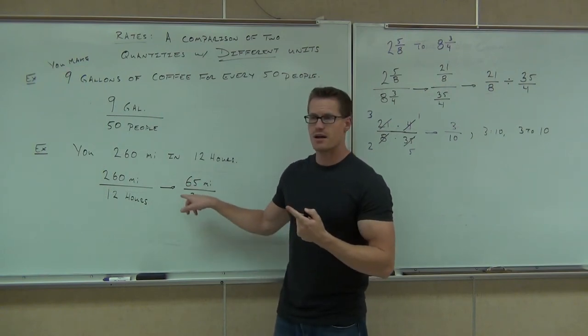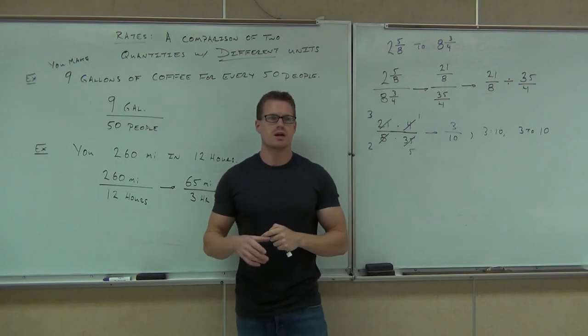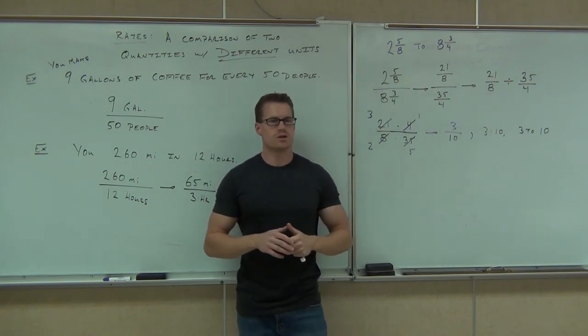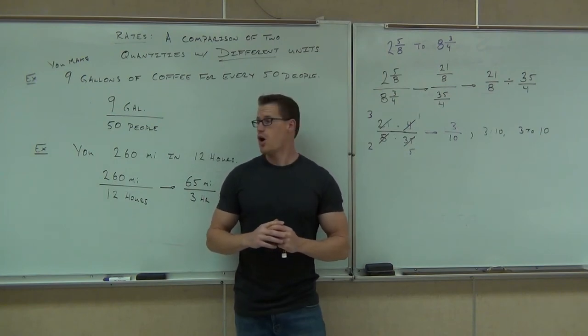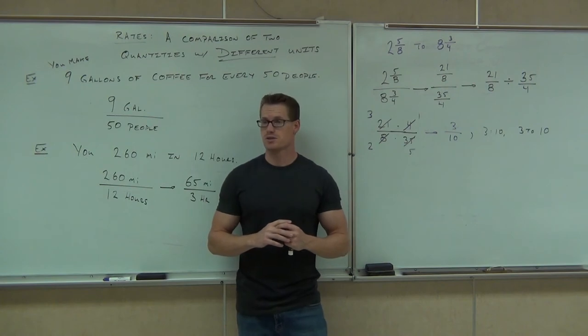If we divide that, that's going to give us what's called a unit rate. The unit rate is what you deal with on a day-to-day basis. When you get pulled over by a cop and they go, hey, how fast are you going? And you go, oh, I was going 65 miles over 3 hours, officer.